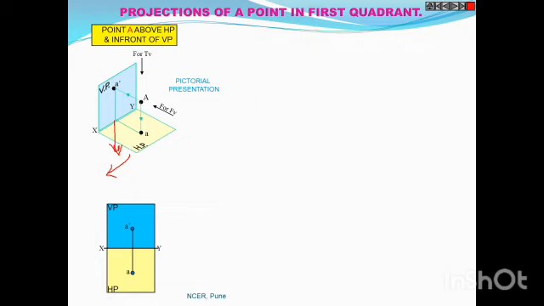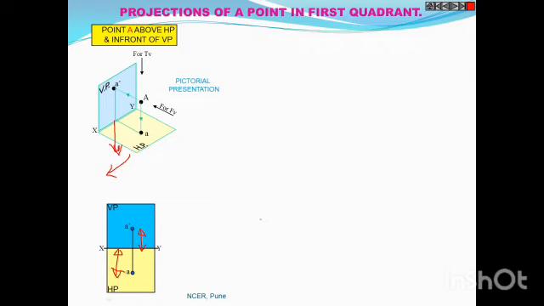So this is the distance between the xy line and the point A dash. This distance is equal to the distance of the point above the horizontal plane. And this distance, between the xy line and the top view, is the distance by which the point is in front of the vertical plane. So by this distance, the point is in front of the vertical plane, and after rotation we get the top view of the point below the xy line if the point is in the first quadrant.